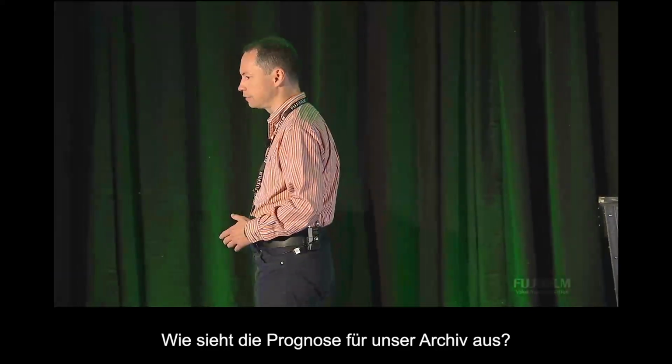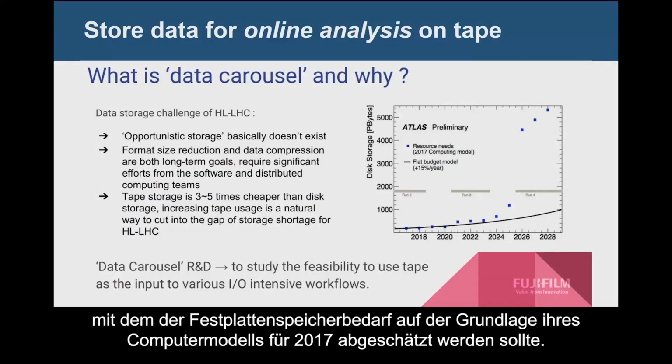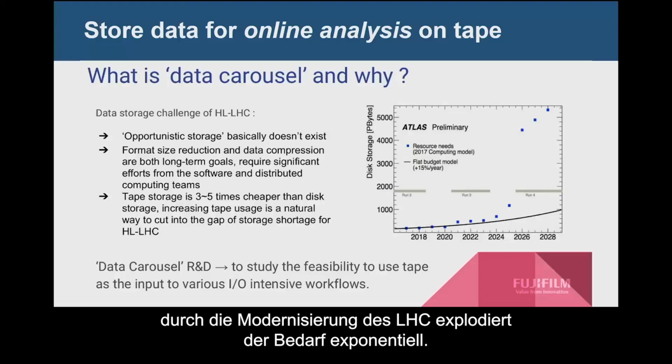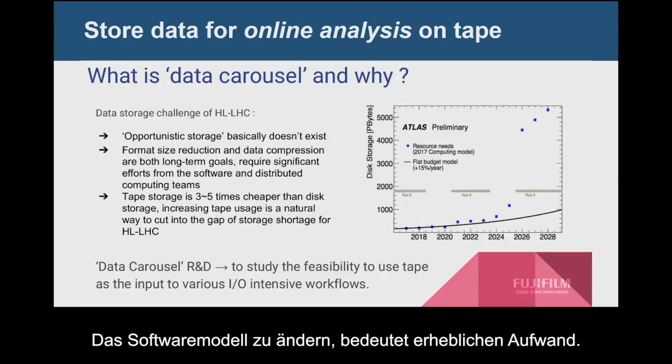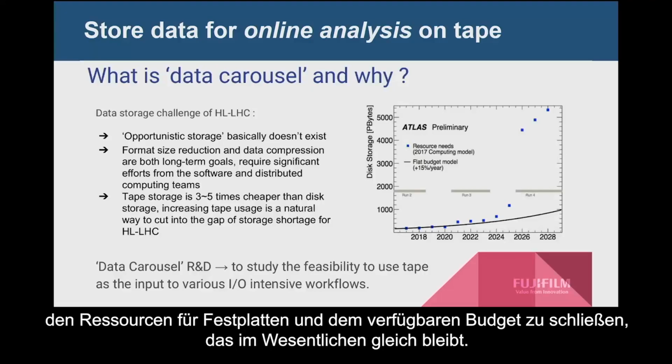Now coming back to CERN, what is the outlook for our archive? This is a chart from one of the experiments, in particular the Atlas experiment, where they discuss the disk storage needs based on their 2017 computing model. You can see the blue dots for the high luminosity upgrade of the LHC, it just explodes exponentially. Because it is a significant effort to change the software model, they are using different ways to mitigate this huge gap between disk resources and the budget available, which is basically flat.